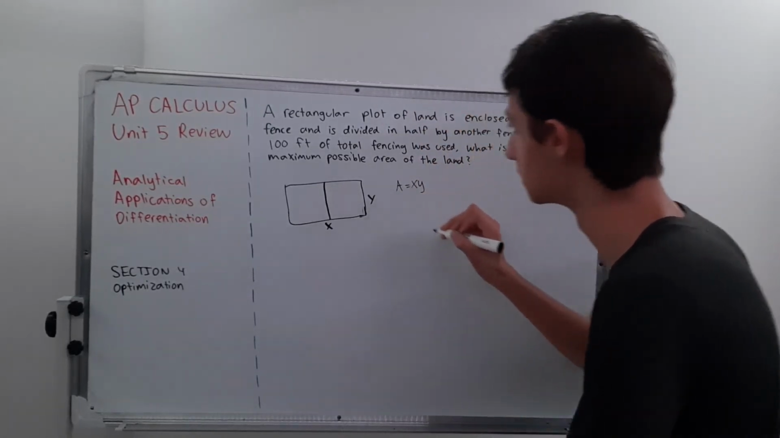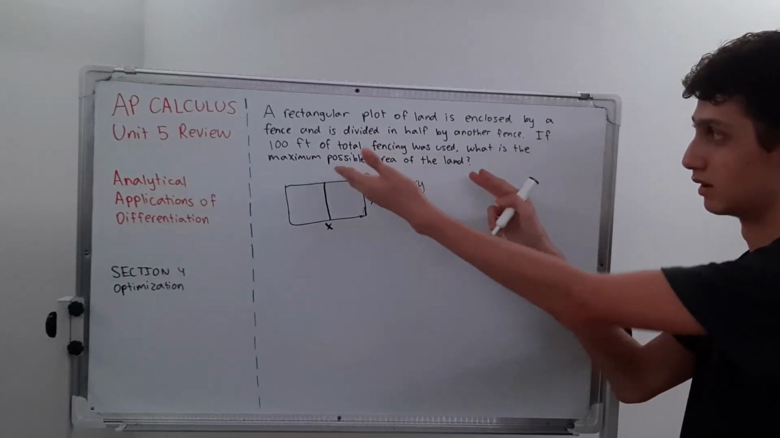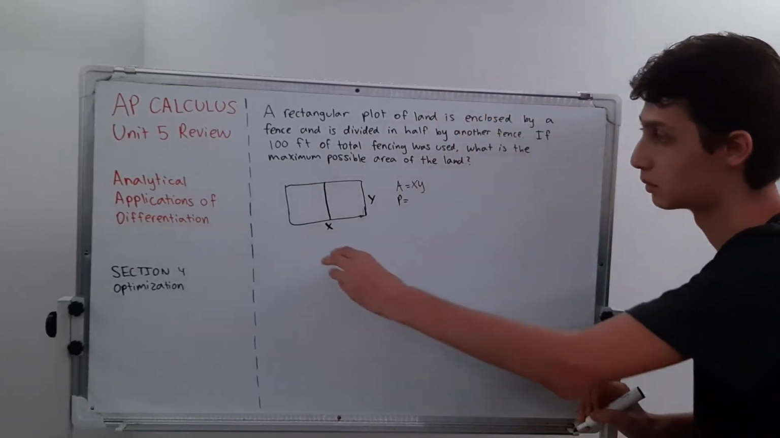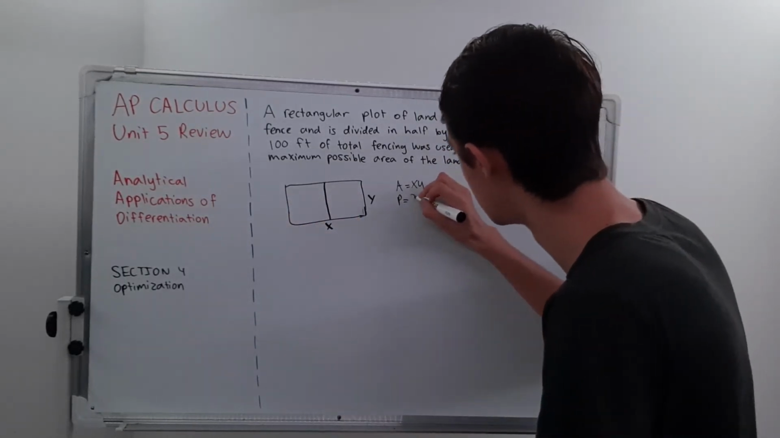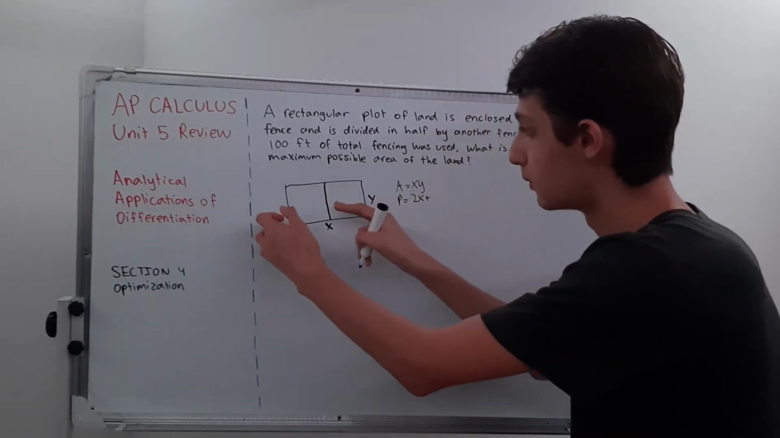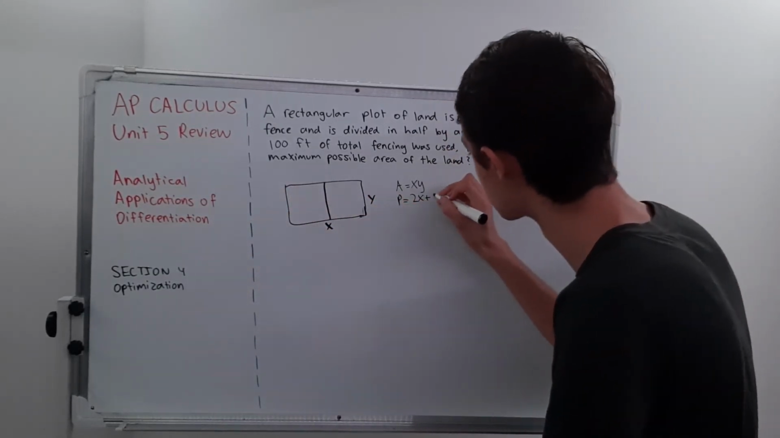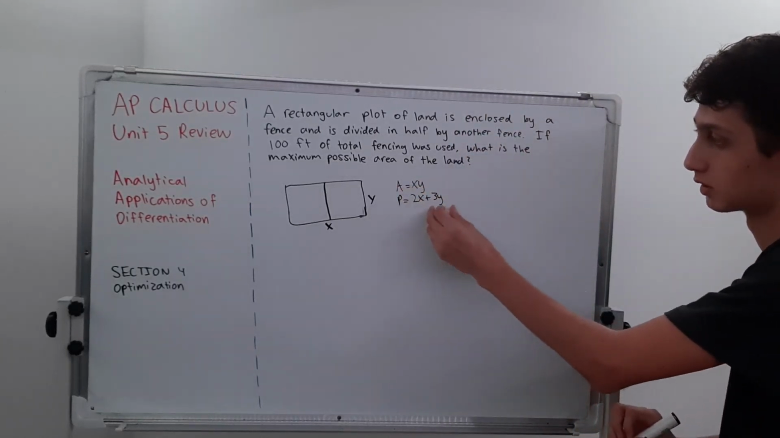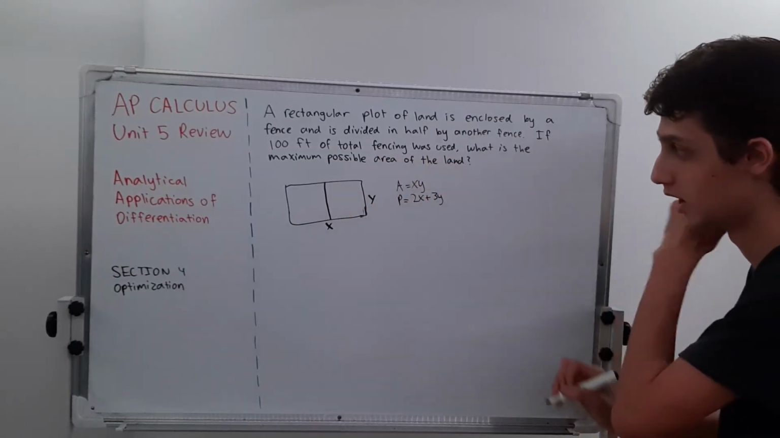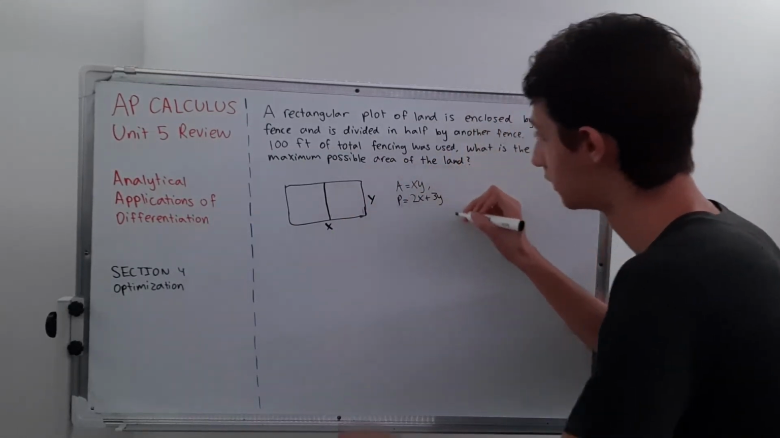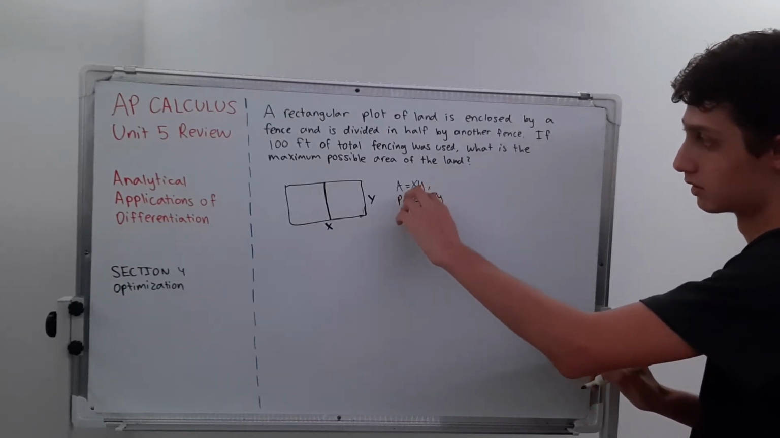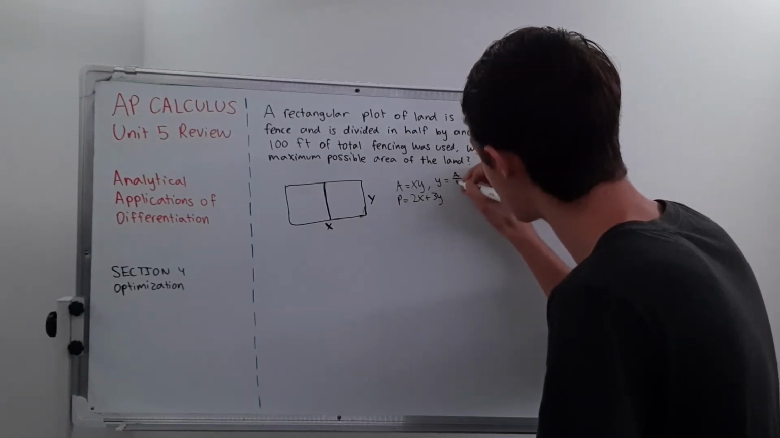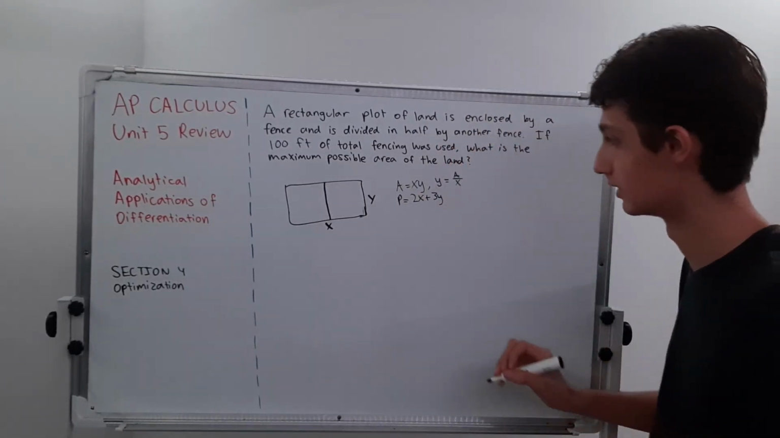And our perimeter, because we're given the amount of fencing actually used, is equal to 2x plus 3y, because there are 3 of these, so 2x plus 3y. That's something you've got to be careful about. And we want to turn one of our y's into x's or x's into y's. We can really choose, it doesn't really matter. So I want to solve in terms of y.